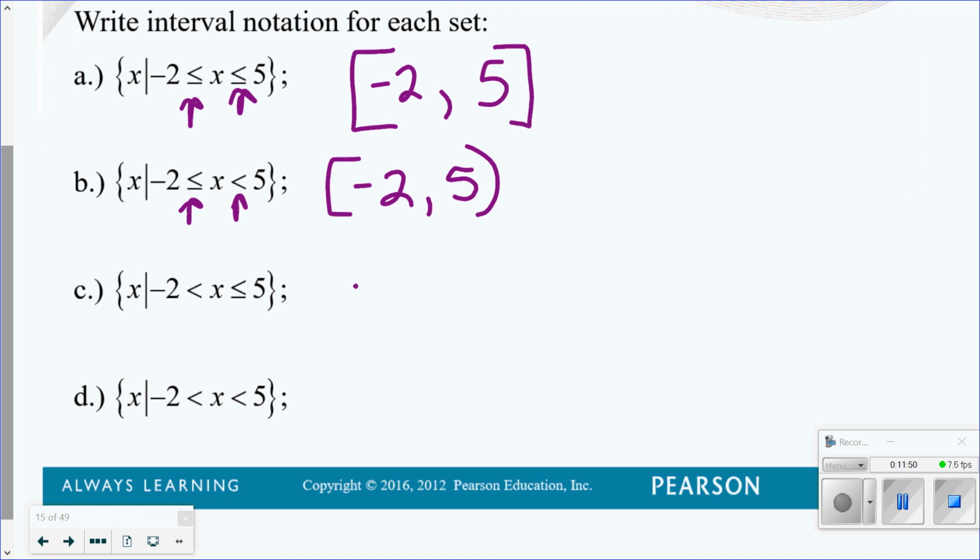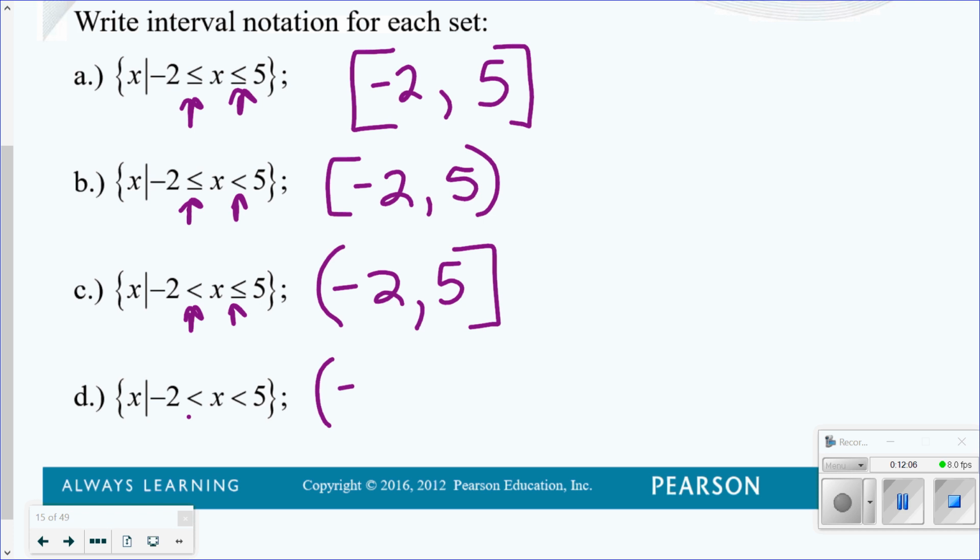Okay, on this one, we have -2. No equals with that less than symbol, so that's a parenthesis. Goes to 5, and we do have an equals, so that side is square. And then this last one, neither one of them has an equals, so they're both going to be parentheses, -2 to 5, parenthesis.